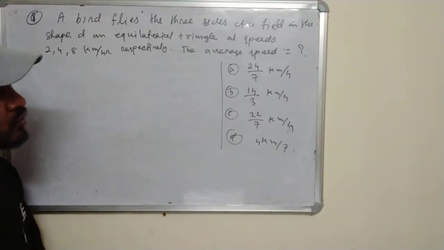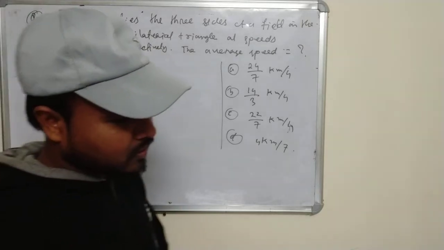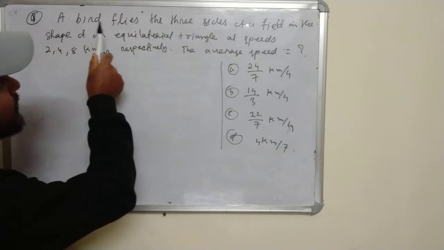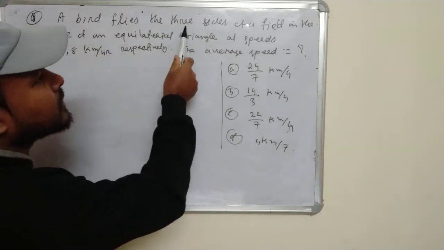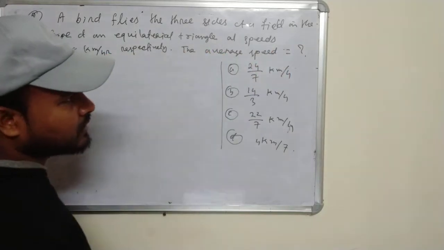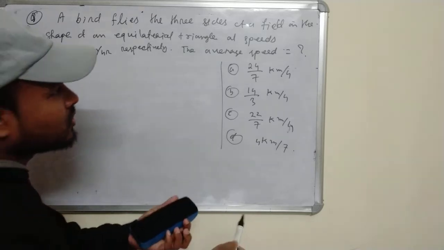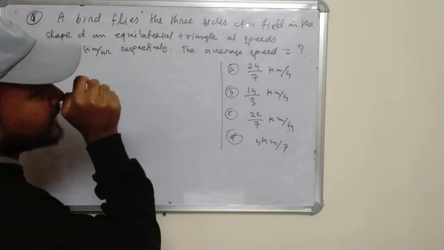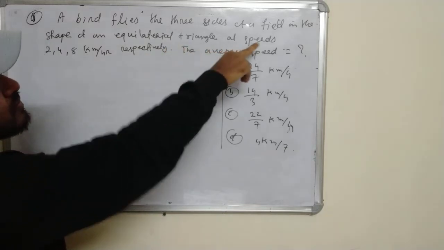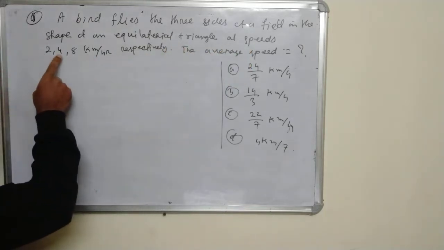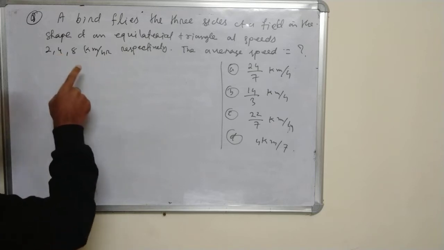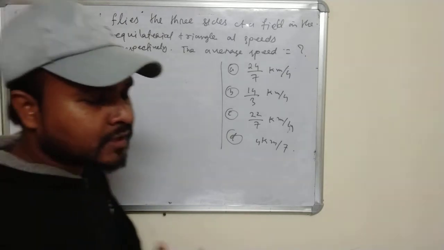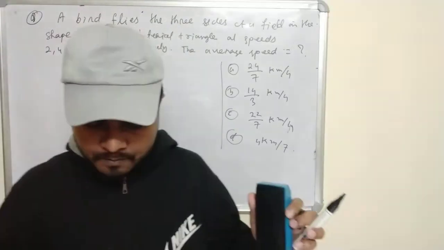So this is one question. This also came in the CSIR NET examination. The question is: a bird flies along the three sides of a field. The shape of the field is an equilateral triangle, and the bird flies with speeds of 2 km per hour, 4 km per hour, and 8 km per hour respectively. What will be the average speed of the bird?